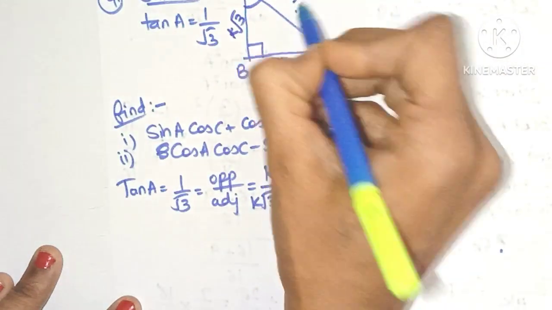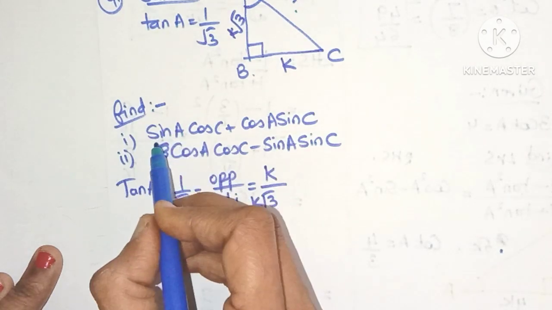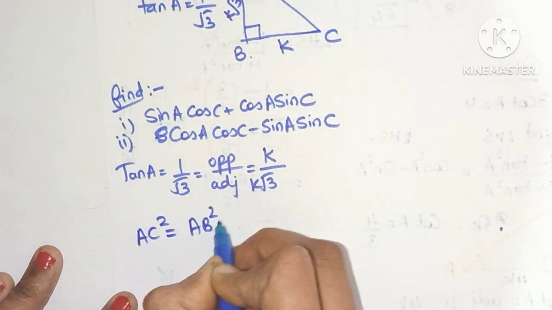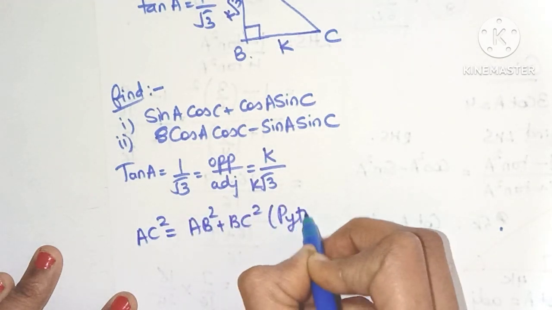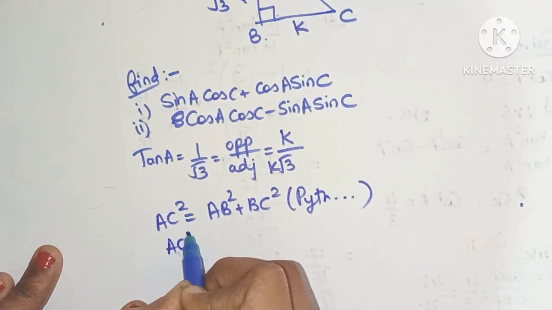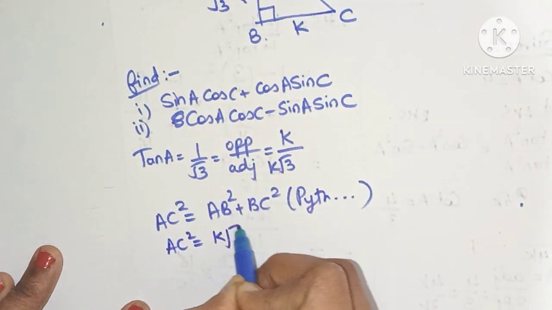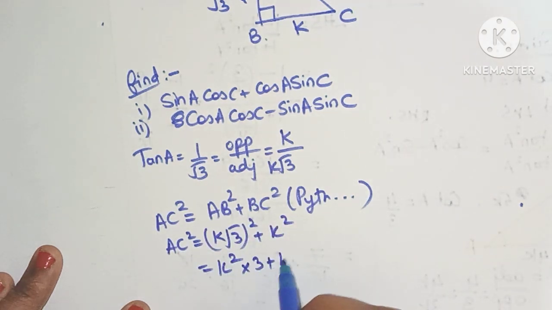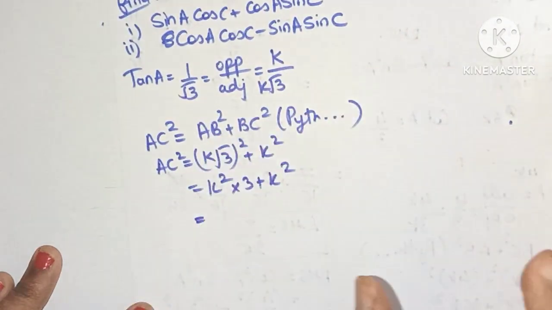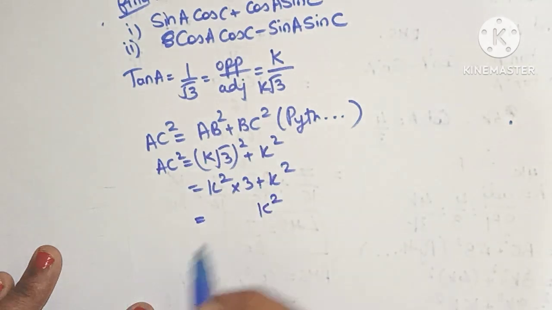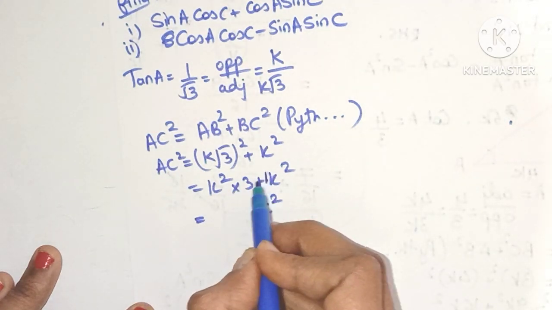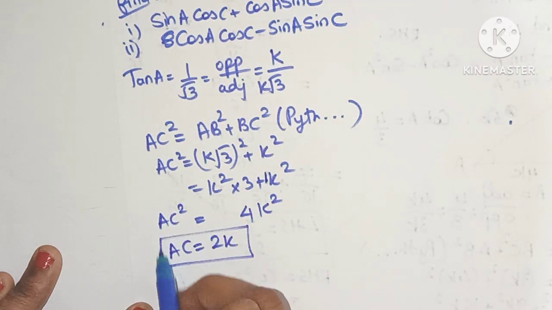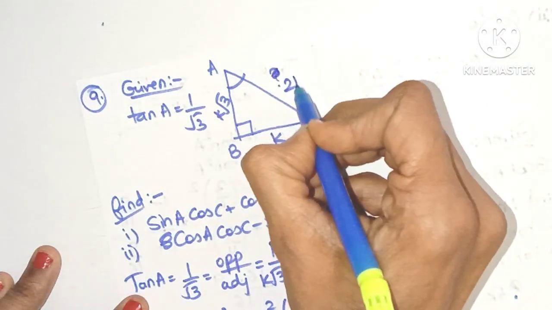Again, I need to know what is the hypotenuse because I want sine and cos, right? So let's find out the hypotenuse using Pythagoras theorem. So let me write it down. Pythagoras theorem. So AC square is AB, which is K root 3 the whole square, plus K square. So this is K square into 3 plus K square. Now a little bit of algebra, just take care. So K square, you will get K square. Here you have 1, right? So 3 plus 1 is 4K square. So AC will be 2K, friends. Okay, I hope you understood this. So this is going to be 2K.